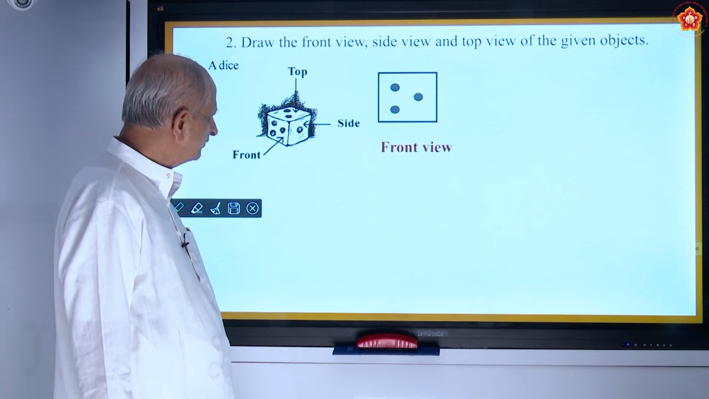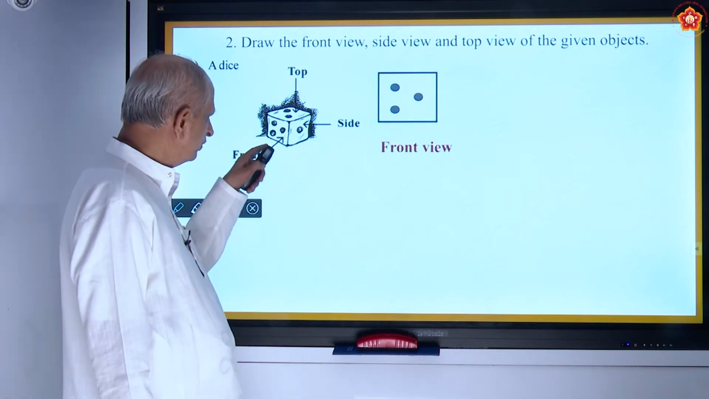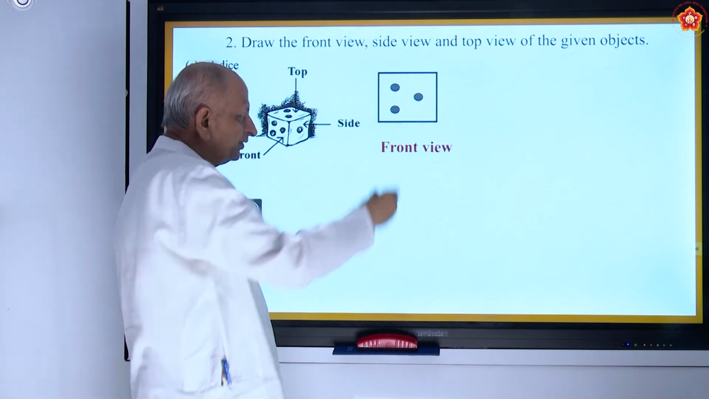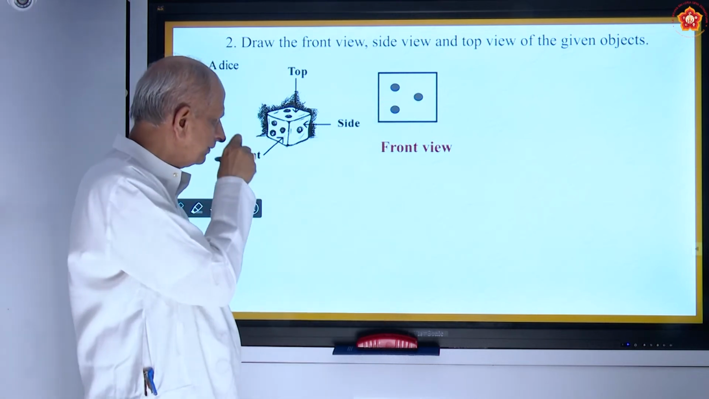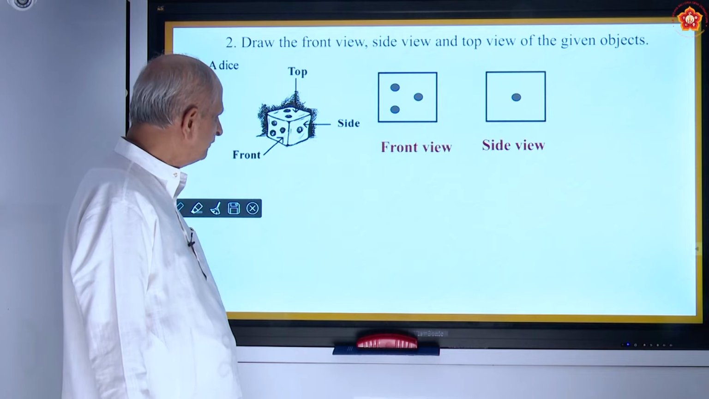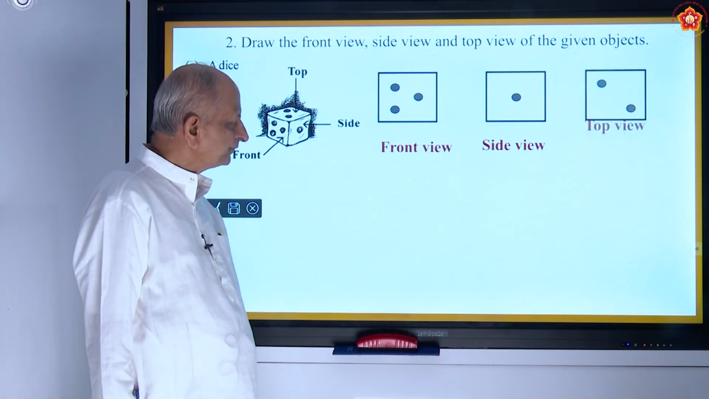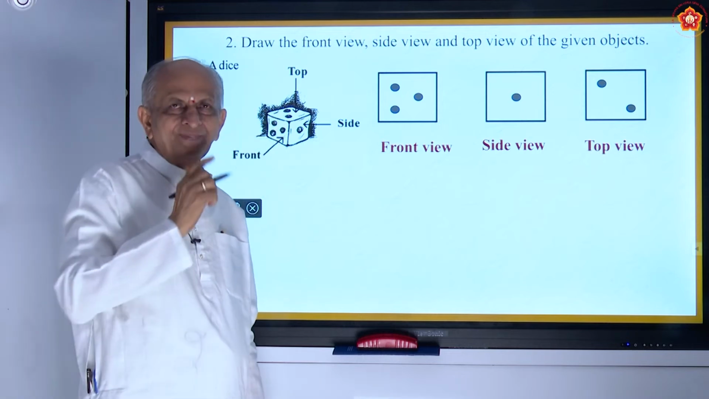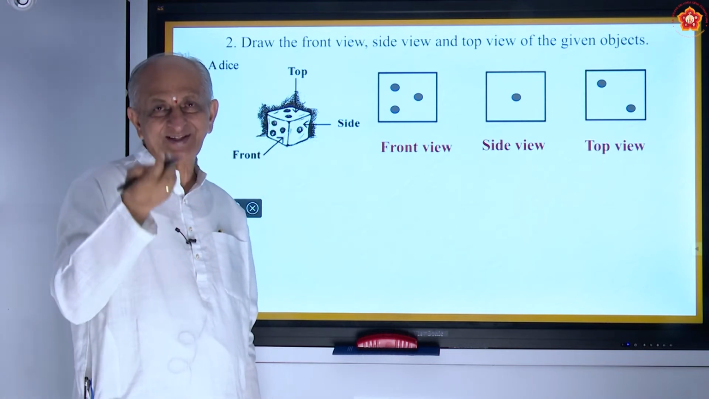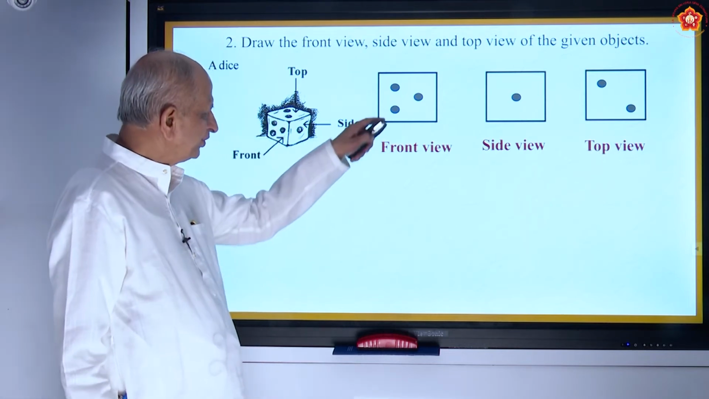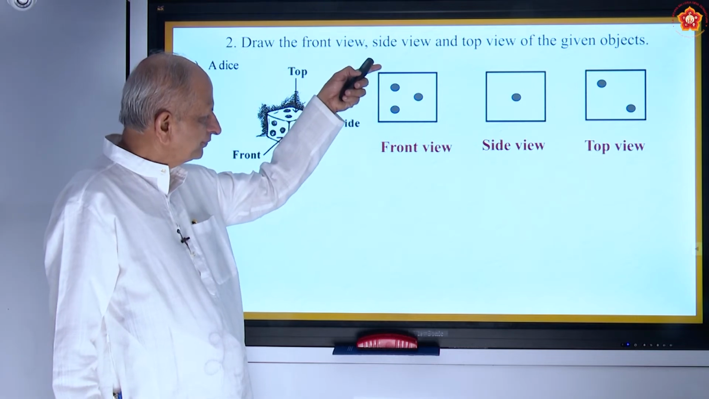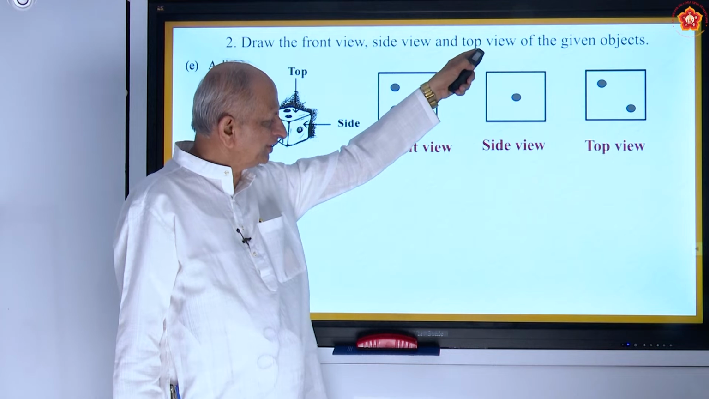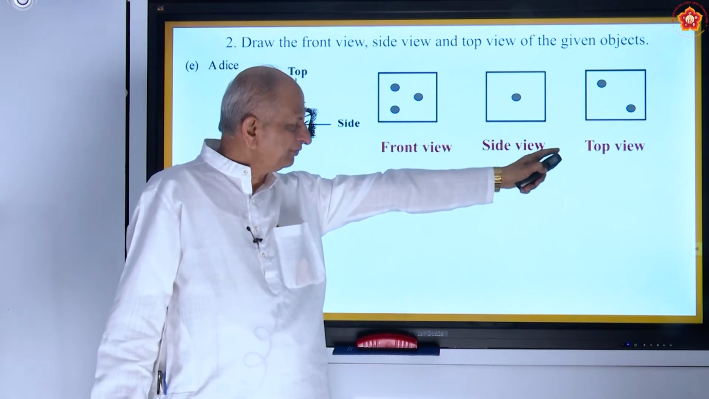So if you observe from the front, you will have 3 dots. Sometimes it may be horizontal or like this also. In the figure they are given like this. The front view. In side view you will have only 1 dot. And from top view you will have 2 dots. And if that is one side, what is the other side? Just opposite to that you will have 4 dots. Opposite to this you will have 6 dots. Opposite to this we have 5 dots.